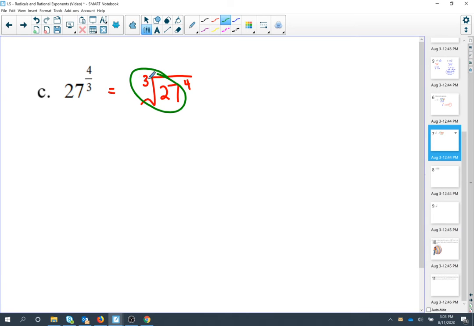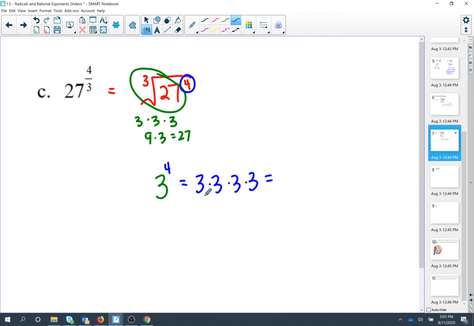I need 3 numbers that when I multiply them together, the exact same number, I get 27. 3 times 3 times 3. 3 times 3 is 9. 9 times 3 is 27. So the cube root of 27 is 3. Then I have to go back and say, but I didn't use my 4th power yet. So I'm going to take 3 to the 4th power, which is 3 times 3 times 3 times 3. 3 times 3 is 9. 3 times 3 is 9. 9 times 9 is 81. Final answer, 81.